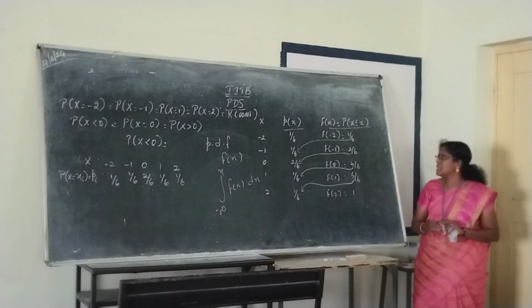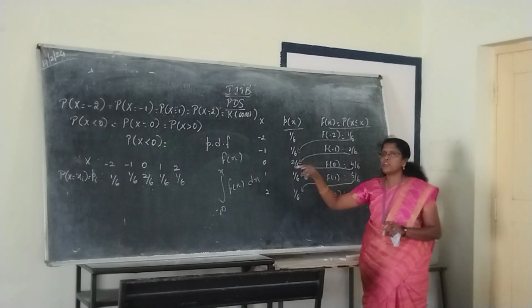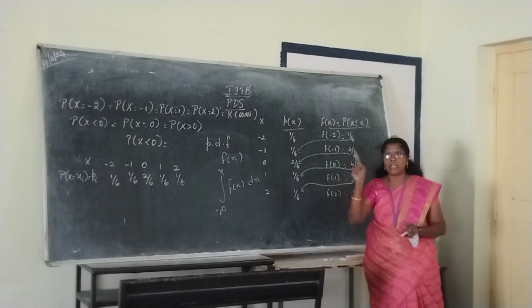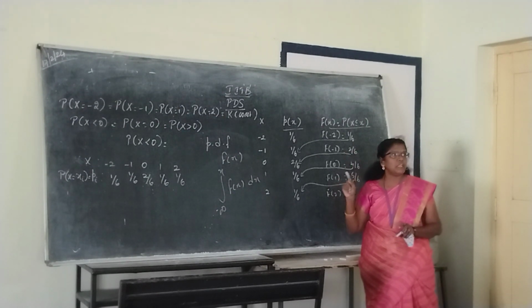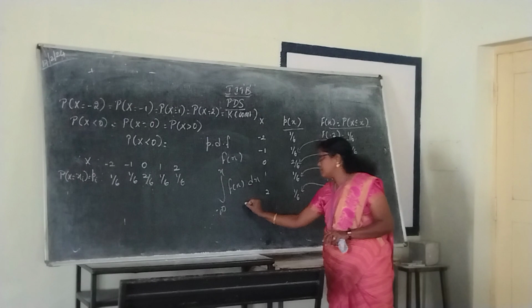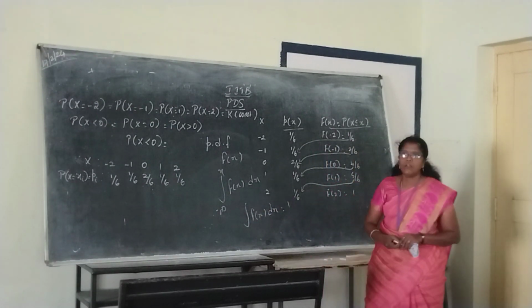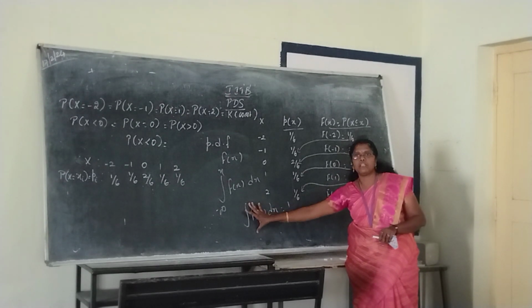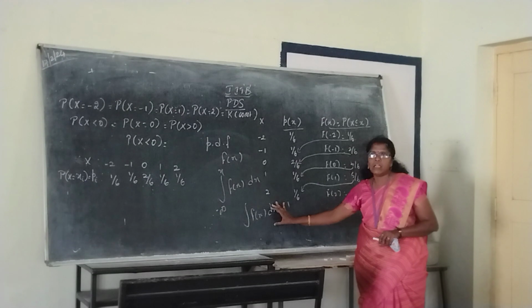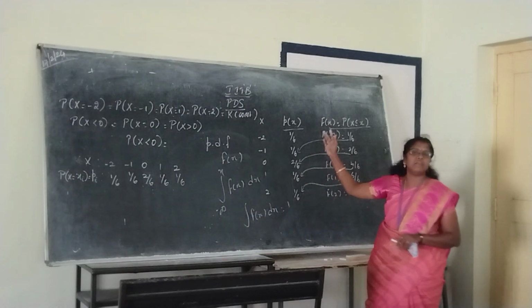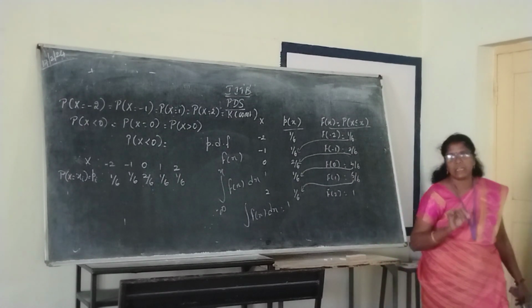And what is the other condition? We said that the total probability value is equal to 1. Since it is discrete, we took it as summation. Continuous means you have to work with integration. Integral of f of x dx over whatever interval is given will be equal to 1. So wherever we use the summation, everything will be replaced by integration.